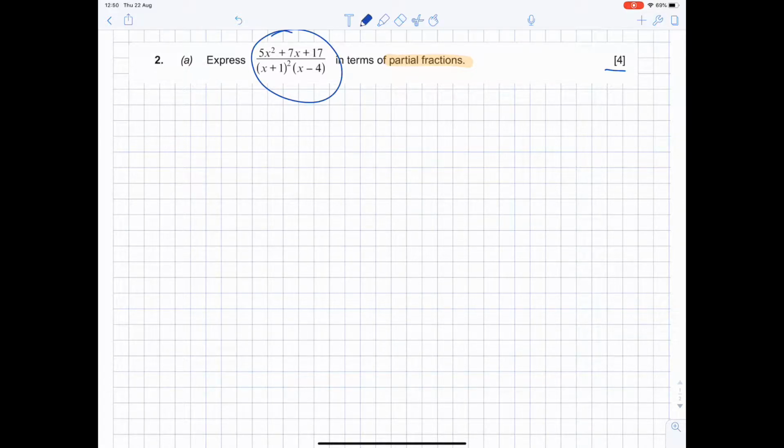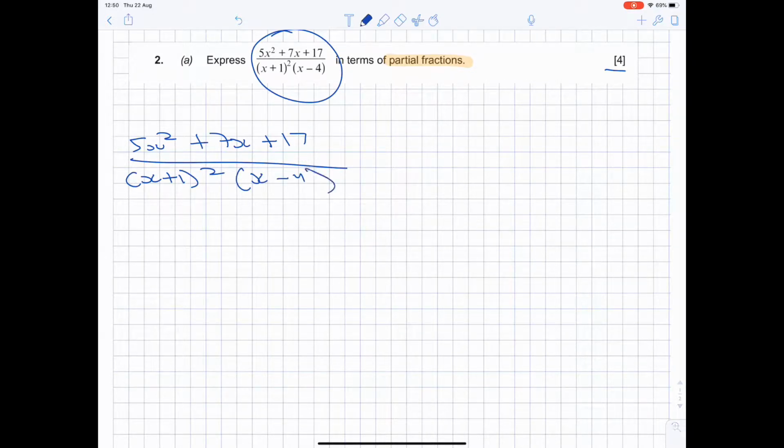So the first thing I'm going to start by doing is just writing this question again. So 5x squared plus 7x plus 17 over x plus 1 squared, x minus 4. So just to add some clarity to what we're doing here, we need to be careful about x plus 1 squared because this is a repeated denominator.